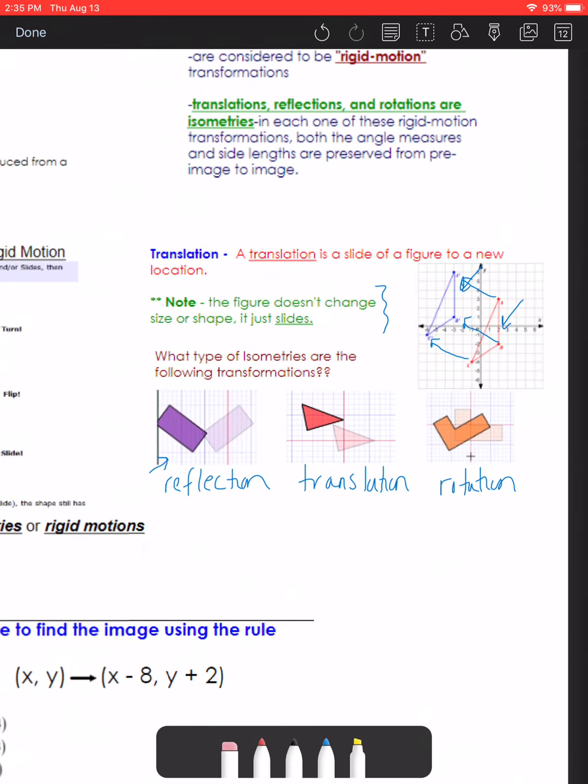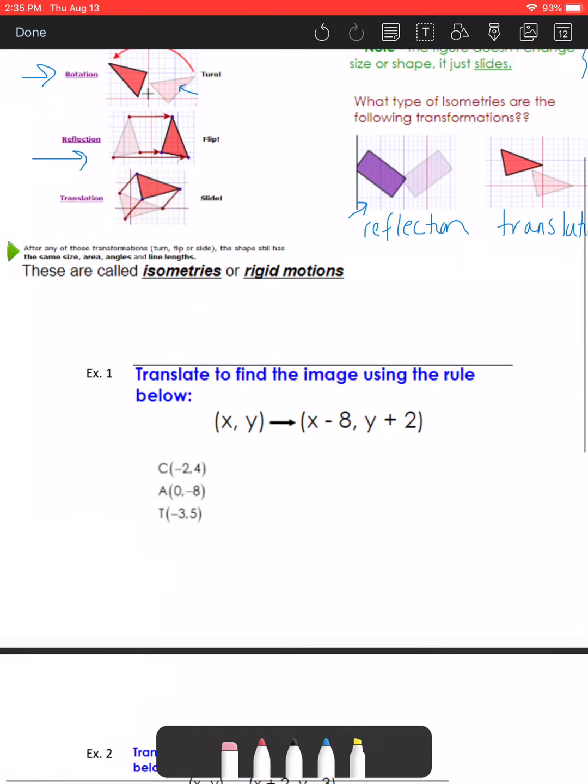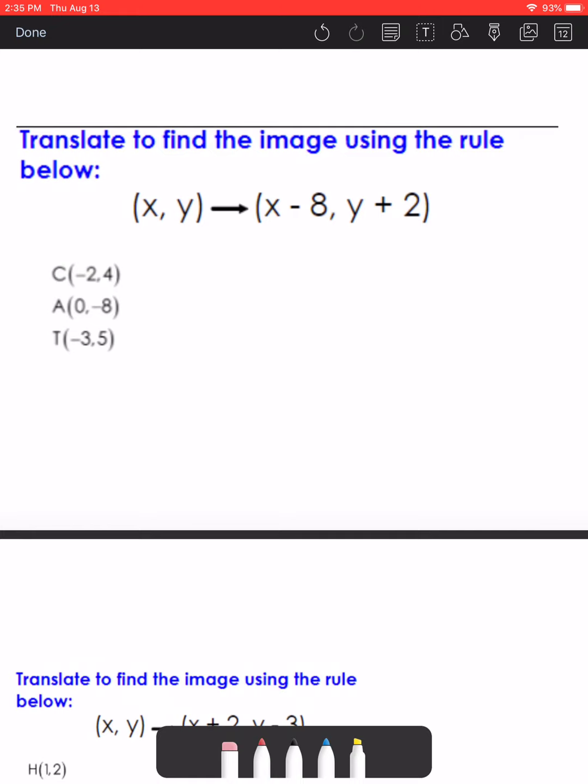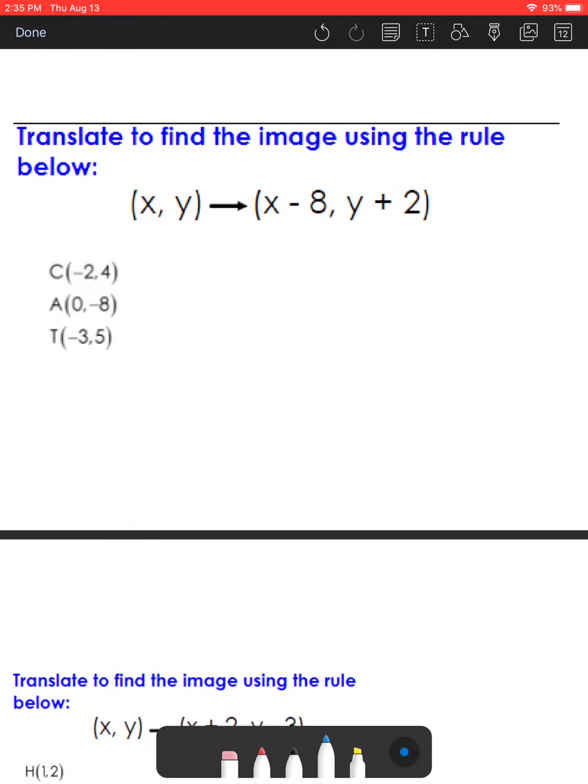All right, so that being said, let's look into an example of how we can translate points using a rule. So oftentimes when we have translations, we'll be given a rule, okay? And what that rule does is it tells us what to do to the x value and what to do to the y value to get from our pre-image points to our image points, okay?